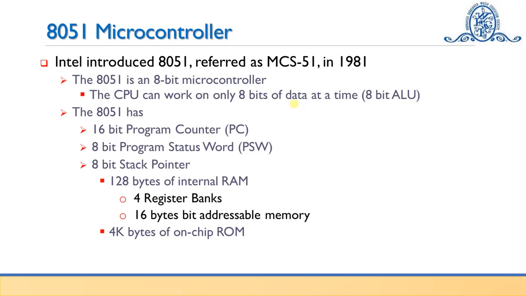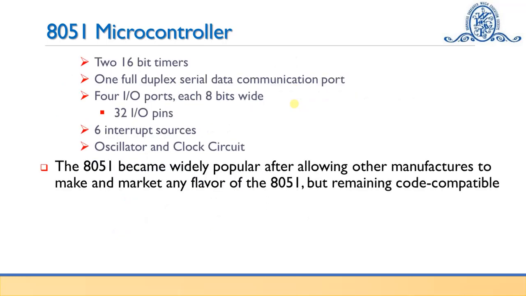The 8051 has a 16-bit program counter, 8-bit program status word, 8-bit stack pointer, 128 bytes of internal RAM, which contains 4 register banks and 16 bytes of bit addressable memory, and then we have 4 kilobytes of on-chip ROM, which can be used to store the programs. Also, we have two 16-bit timers, one full duplex serial data communication port, 4 I/O ports, each of 8 bits. So there are 32 I/O pins because there are 4 ports of 8 bits. And then there are 6 interrupt sources, including the reset.